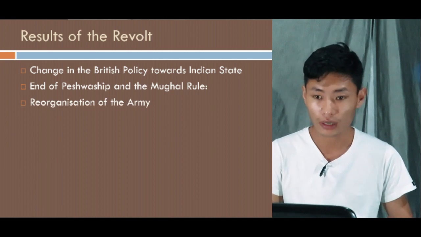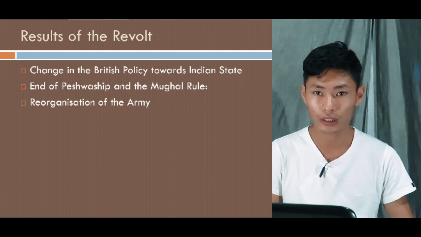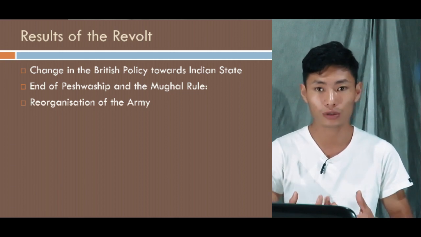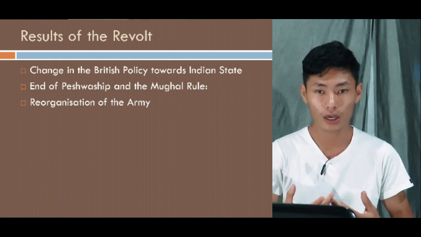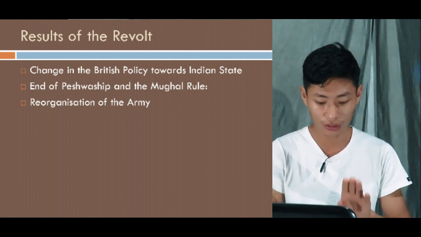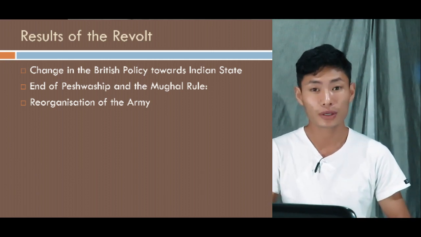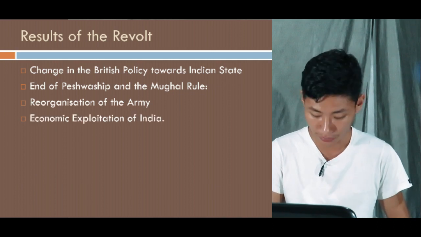And next we have reorganization of the army. So the British believed that the numerical inferiority of the British soldiers compared to Indians was also one of the reasons that led to the outbreak of the revolt of 1857. So what happened after the revolt of 1857 was that they increased their army. The ratio of British soldiers increased. And they also developed advanced means of warfare and modern artillery. So that was about reorganization of the army.